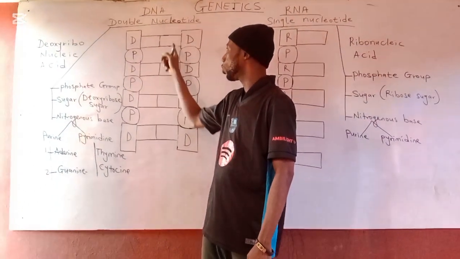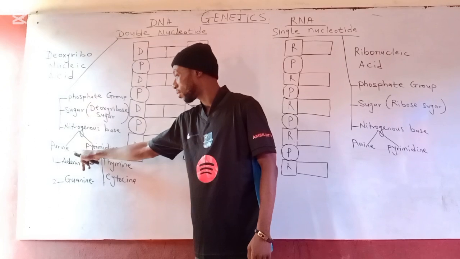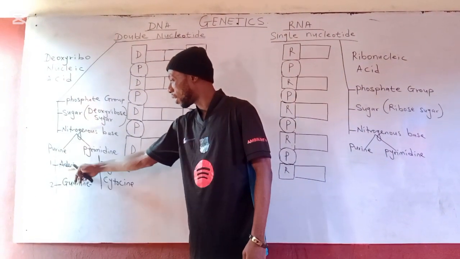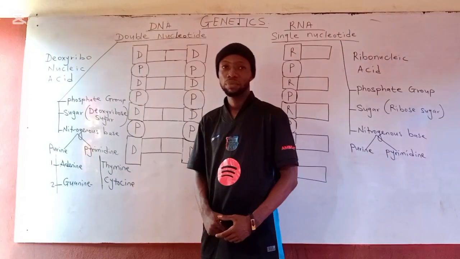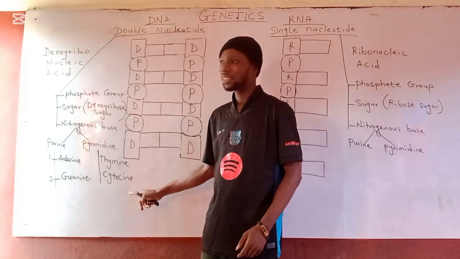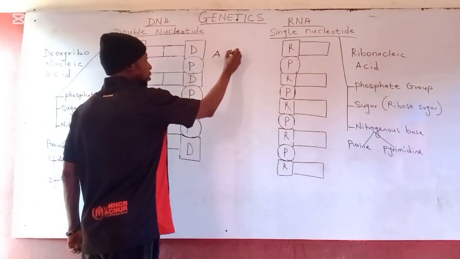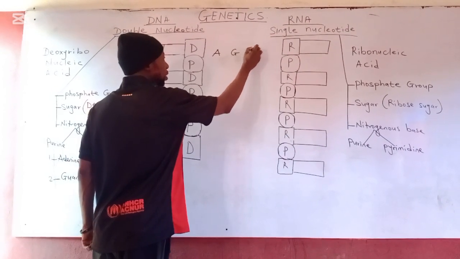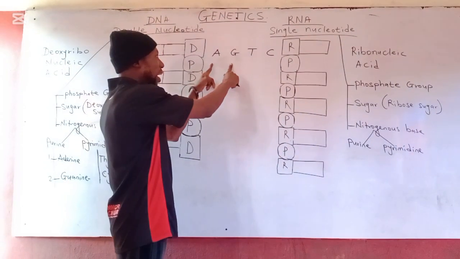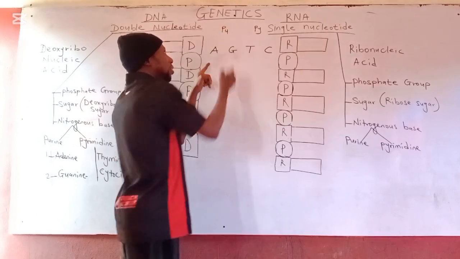Then these are the nitrogenous bases. The nitrogenous bases can be purines and pyrimidines. The purines here are adenine and guanine, and the pyrimidines are thymine and cytosine. So this is adenine, guanine, thymine, and cytosine. These two are the purines. These two are the pyrimidines.